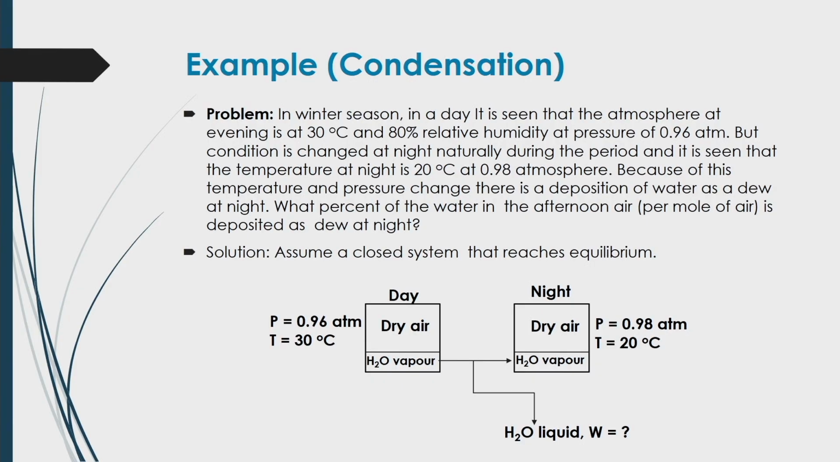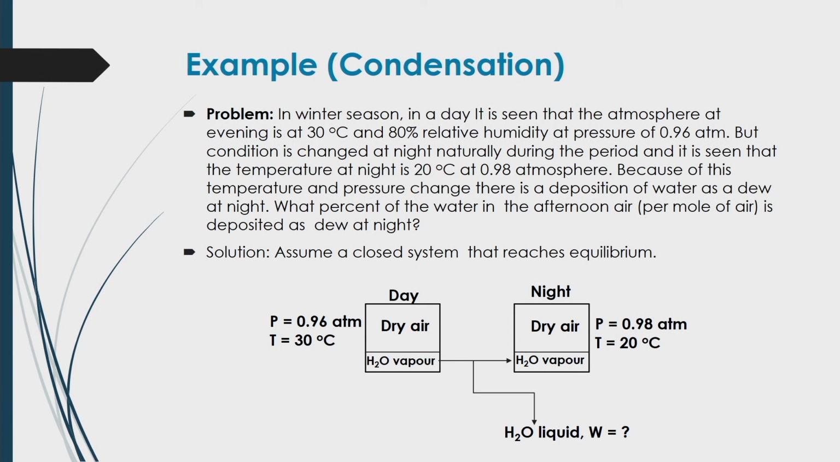Let us have an example for this condensation process. Suppose in the winter season on a day it is seen that the atmosphere in the evening is at 30 degrees Celsius and 80% relative humidity at a pressure of 0.96 atmosphere. But the condition changes at night. Naturally it happens during winter, and the temperature at night is 20 degrees Celsius at 0.98 atmosphere.